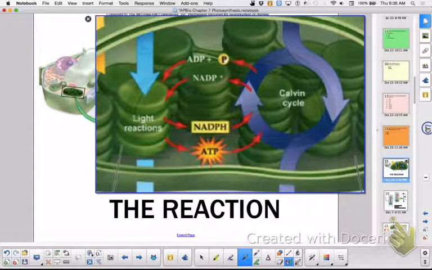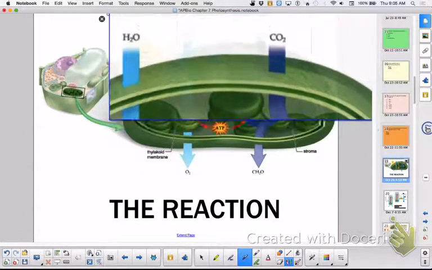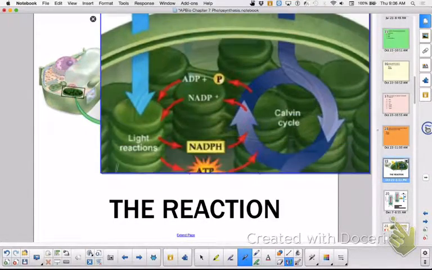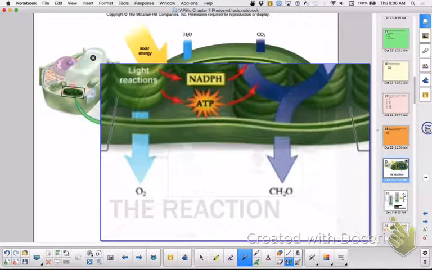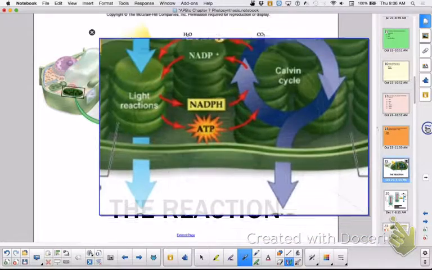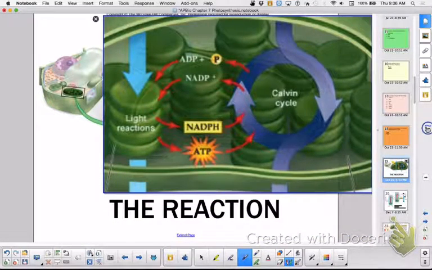The CO2 that we're getting, where are you, CO2? There you are. CO2 comes in, but what comes out? Carbohydrate. And the energy for all this process is coming from the ATP.